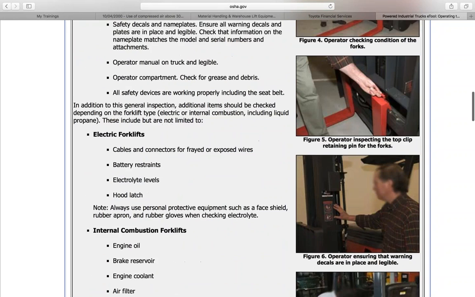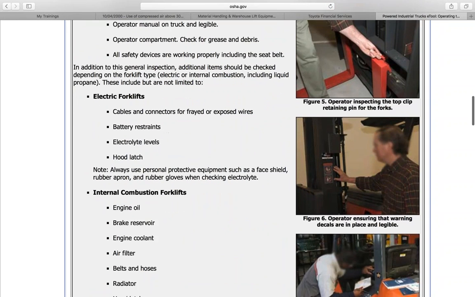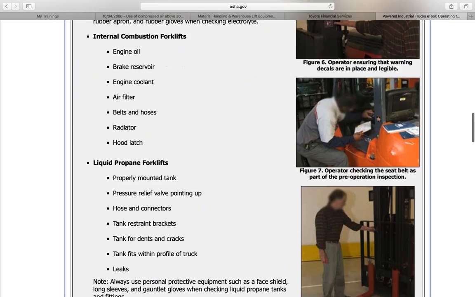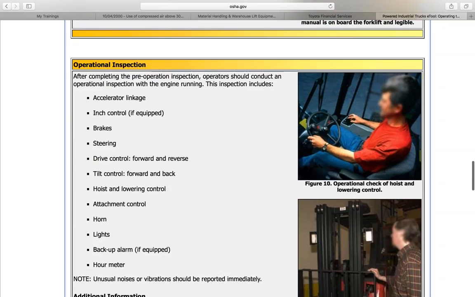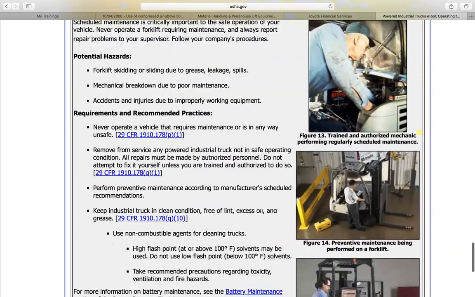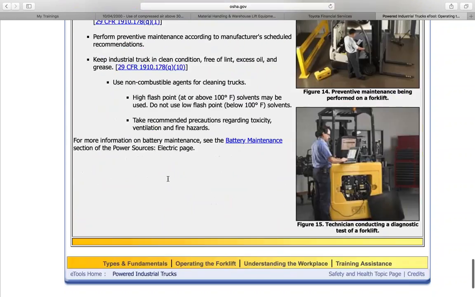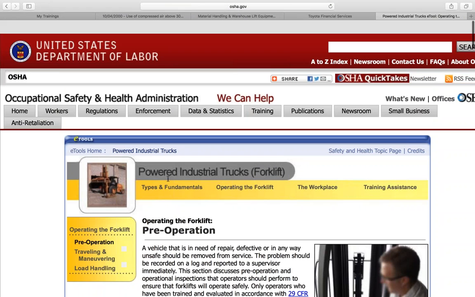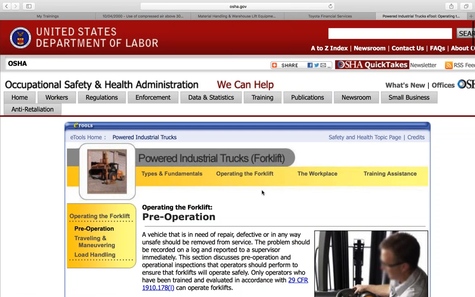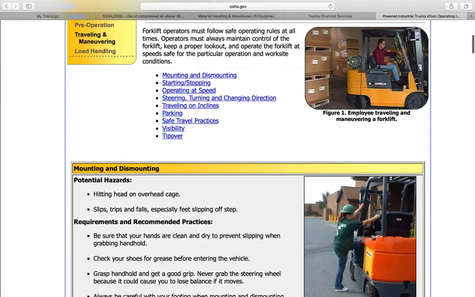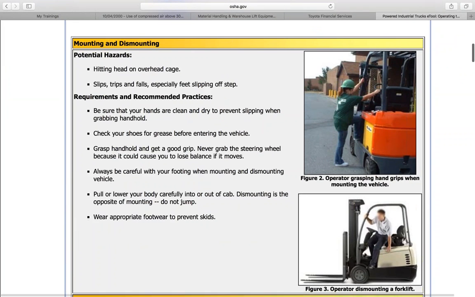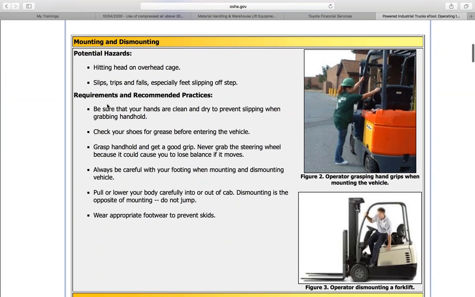Fluids, pre-check inspections. We'll start talking about electric forks, internal combustion forklifts, liquid propane, and then it'll start going into operation inspections. It'll start going into removing it from service, maintenance. And then if you come back up here, you'll also get to traveling and maneuvering as well. There you go. Potential hazards. Recommended practices, requirements as well.